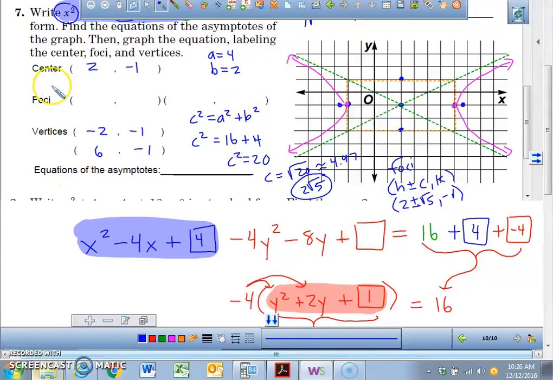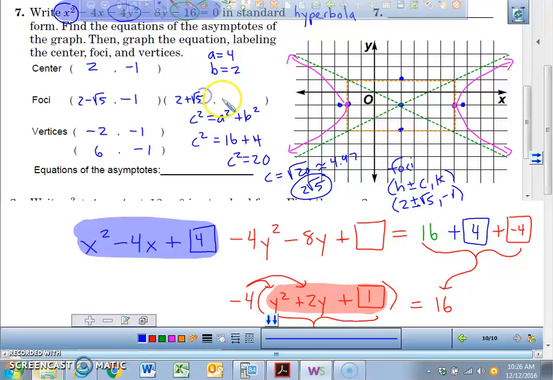So right here, for the foci, you're going to write 2 values as coordinates. One of them is going to be 2 minus radical 5, comma, negative 1. And one of them is going to be 2 plus radical 5, comma, negative 1. And this right here is where your foci are located. We'll call this focus number 1. We'll call this focus number 2.